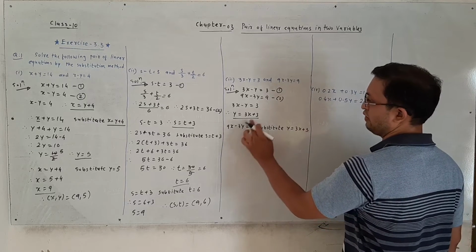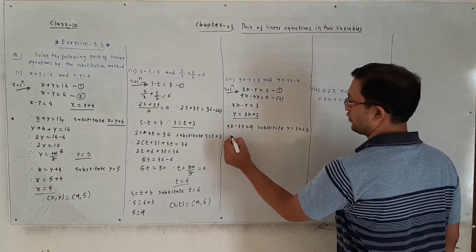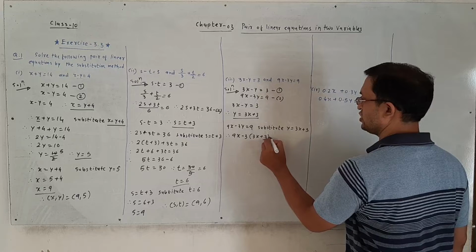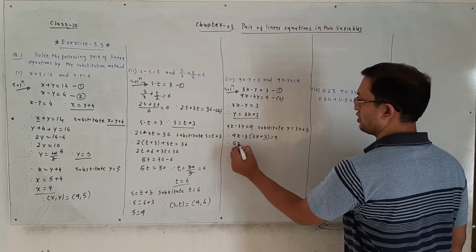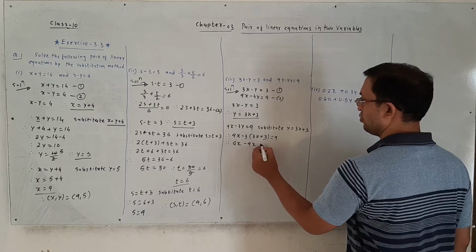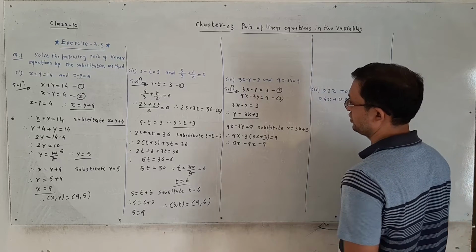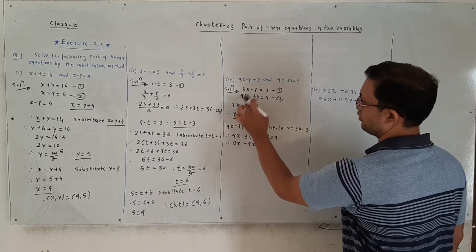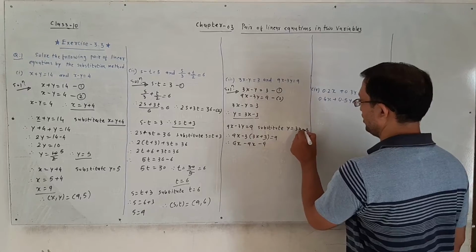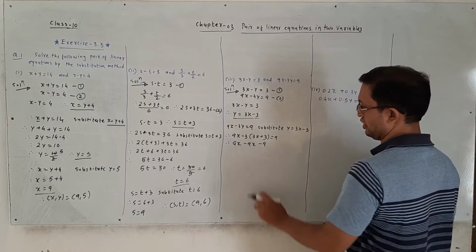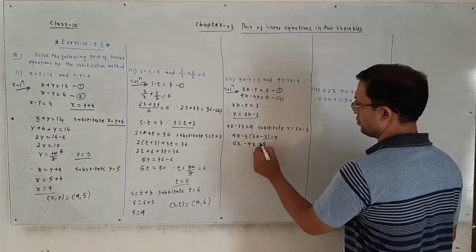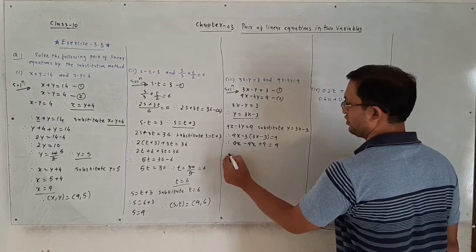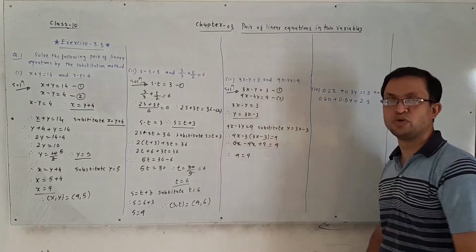What value will we put in place of y? 3x minus 3. Therefore 9x minus 3y, that means 3x minus 3, is equal to 9. Simplify this equation: 9x minus 9x plus 9 is equal to 9. Both 9x cancel. Therefore, 9 is equal to 9. Both sides, both equations are equal.